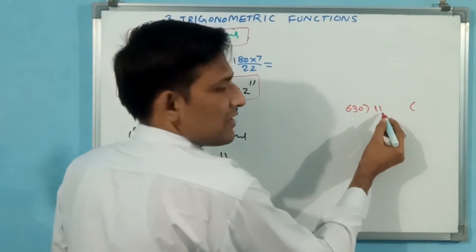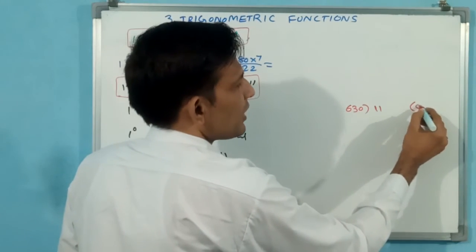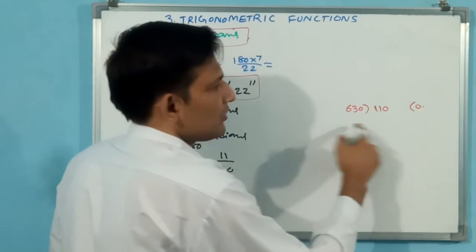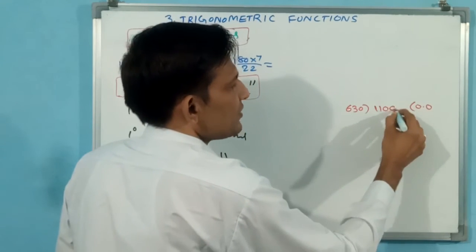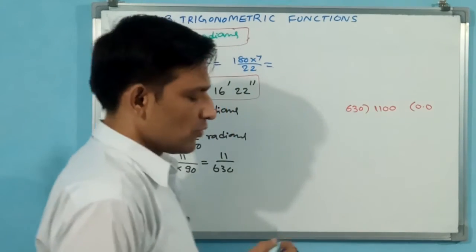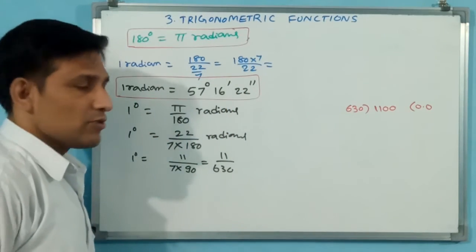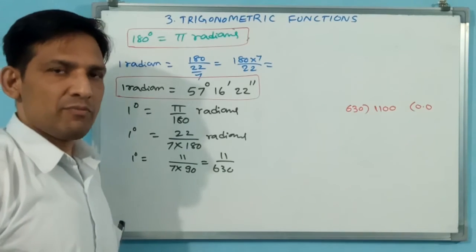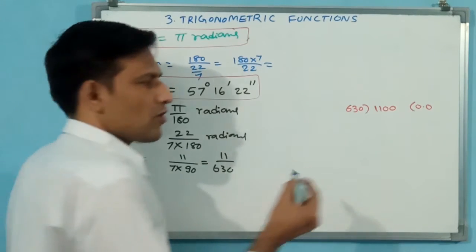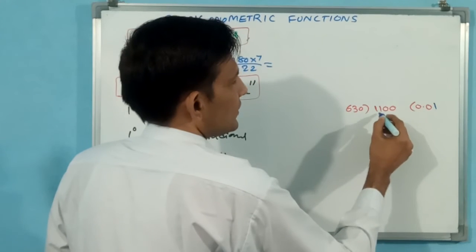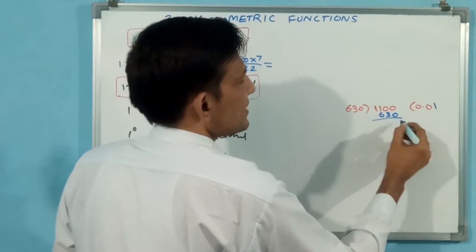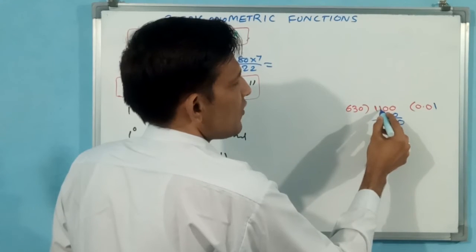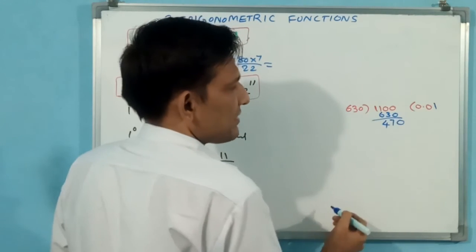Okay, 630, 11 will not go. You can make 0.0. Even 110 also will not go. Another 0 you can take, 1100 by 630. Now it goes. 630 twice means 1260, which is more than 1100, so you have to take one. 1100 minus 630 is 470. But we have taken point, so 4700 you can take.